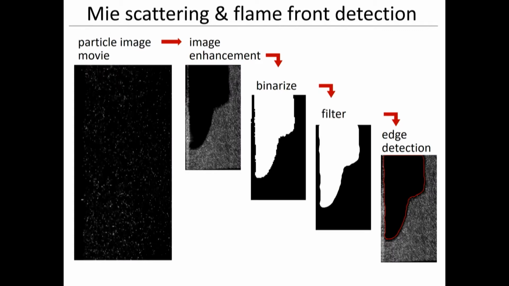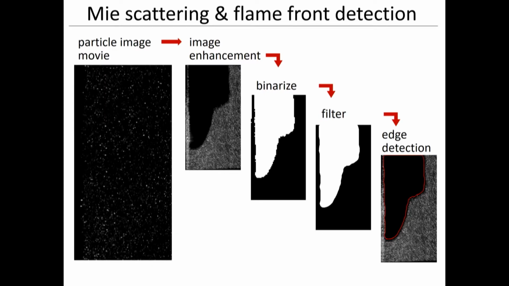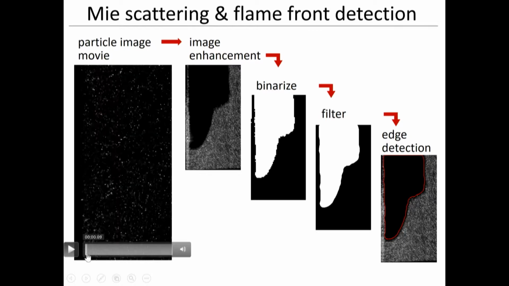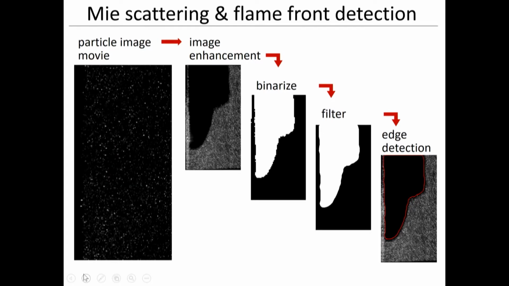Okay, so we can actually use the particles, and this is a particle movie. It has that weird flashing thing, but you can see when the flame comes down because there's no particles there anymore, because we use an aerosol of mineral oil particles that evaporate in the presence of the flame. And so we actually use that to tell us where the flame is. We do some contrast enhancement, we binarize the image, do some low-pass filtering, and then we detect the edge. And so this essentially gives us our flame and a flame front.